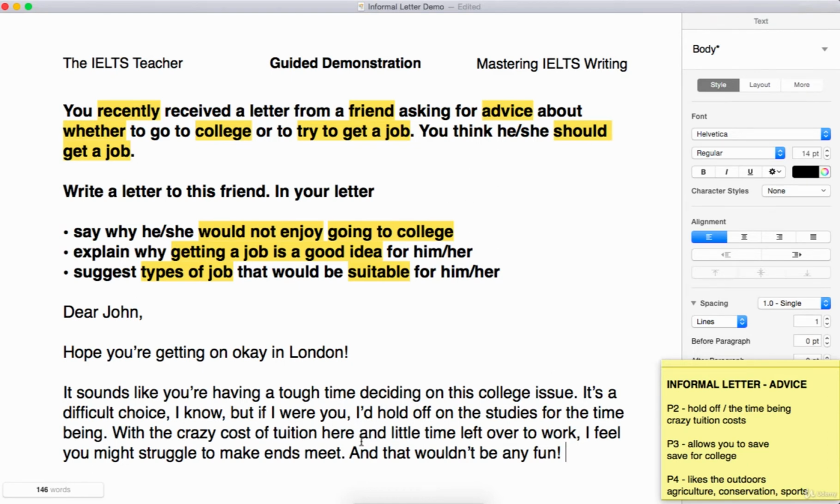And notice that we're starting this sentence with a conjunction. We would not usually do that in a formal setting, or even probably in a semi-formal setting, but you can do that in an informal setting. So that's the end of the first main paragraph.